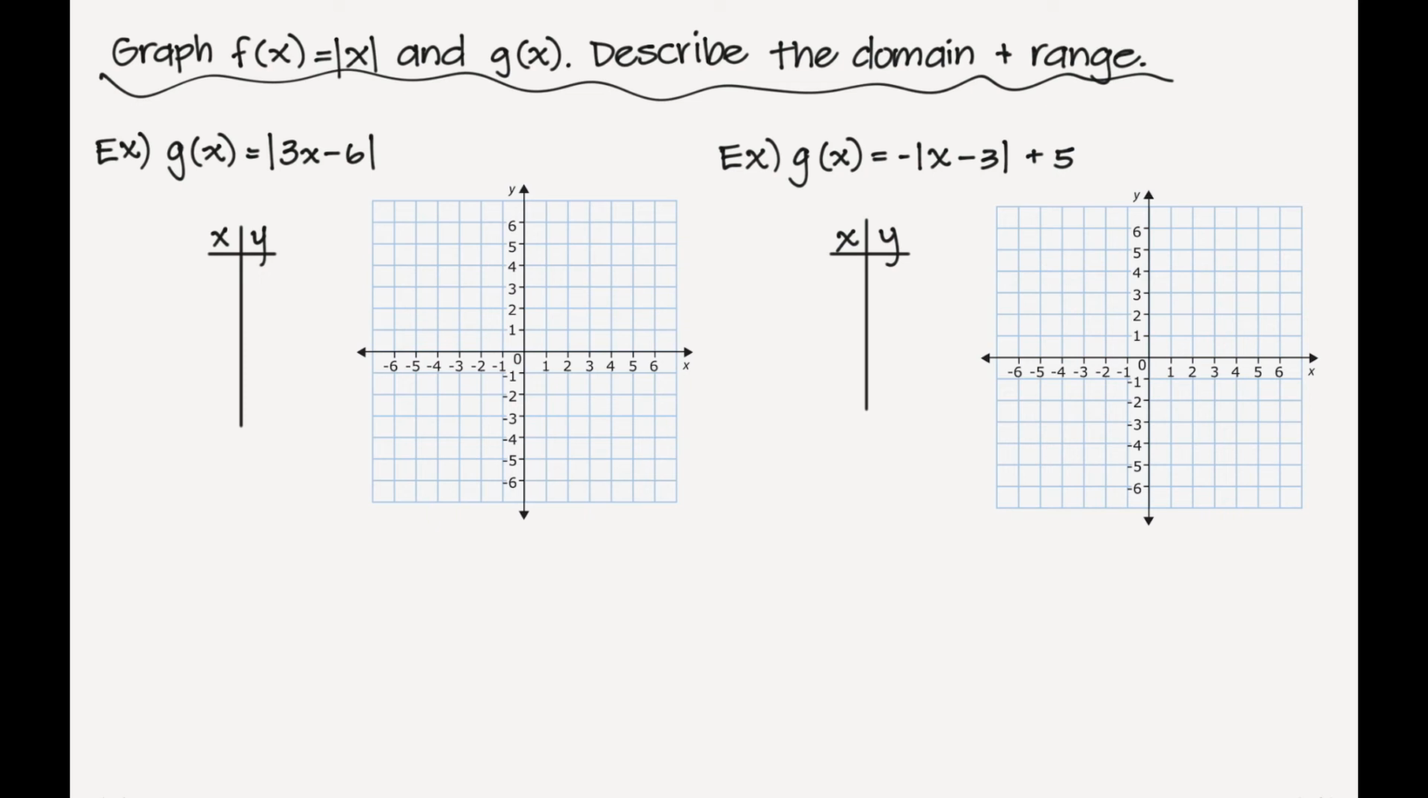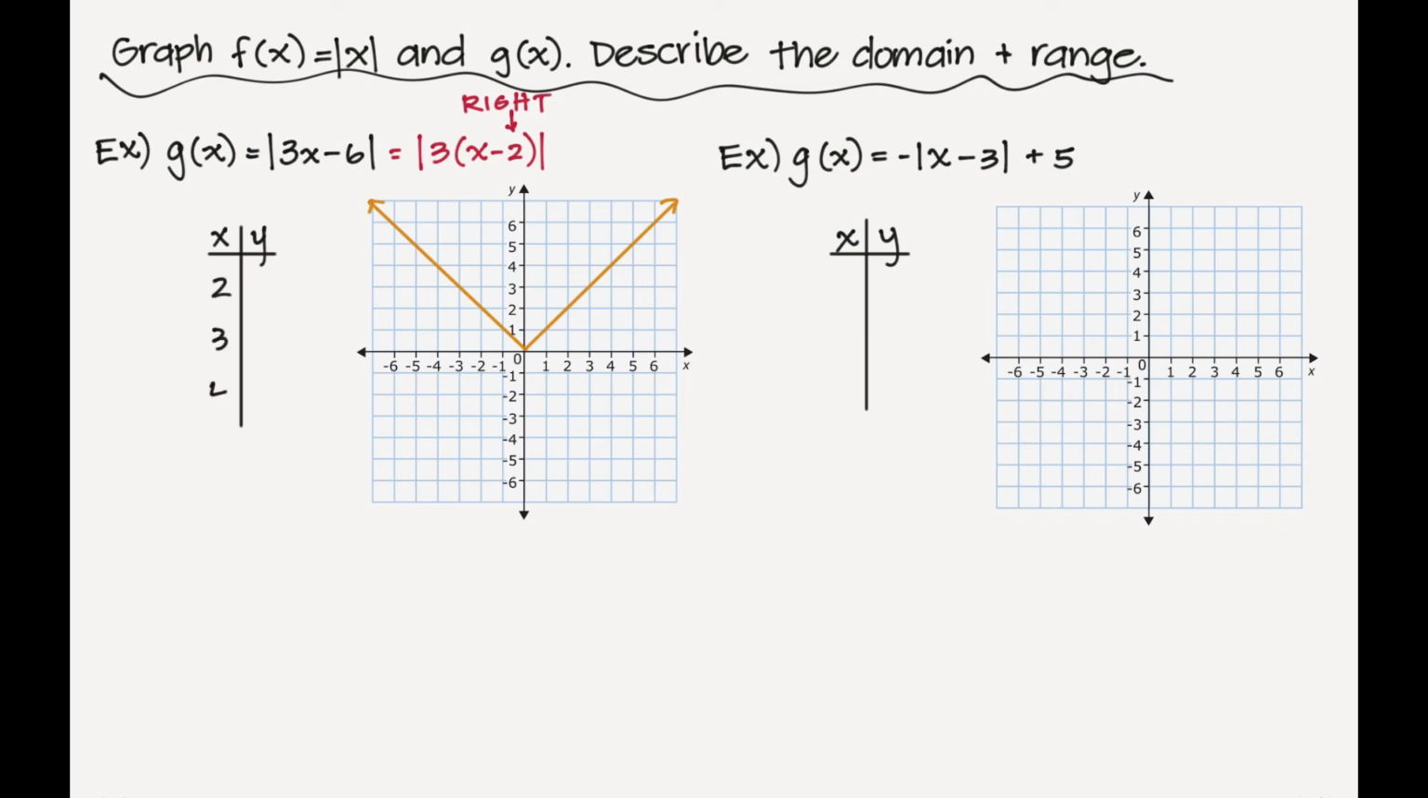We're going to graph the parent function and g(x). This time we're going to describe the domain and the range. So I'm graphing my parent function, and then when I look at g(x), it's equal to the absolute value of 3x minus 6. When you have a coefficient before the x, I'd like you to factor it out. So that's really 3 times (x minus 2), which means that the parent function will be moving to the right 2. So I'm going to start by picking values based around 2, like 2, 3, and 4.